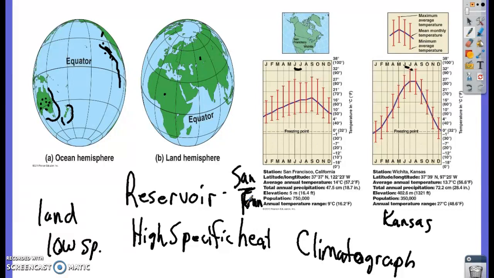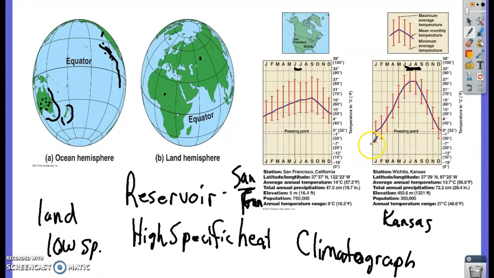And notice that in the summertime, it gets very hot in Kansas because it's surrounded by land on all parts, okay, whereas San Francisco is next to the ocean. And so San Francisco, even in July, August, September, is actually a little cooler there, okay. Their high temperatures don't get nearly as high as they do in Wichita Falls.